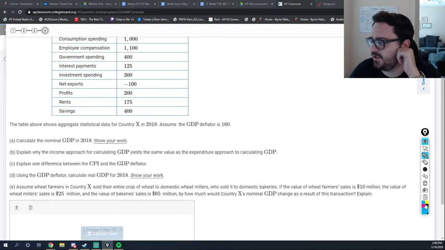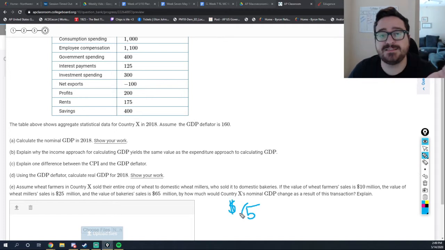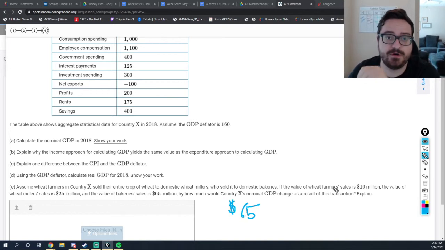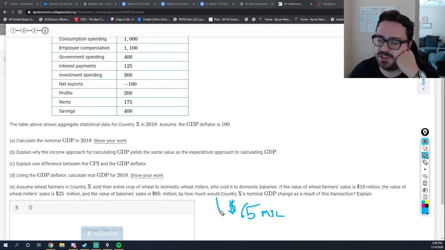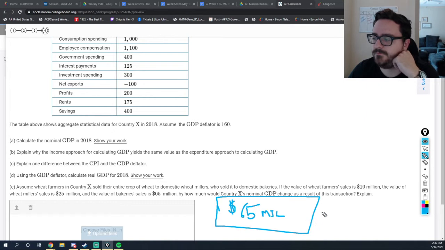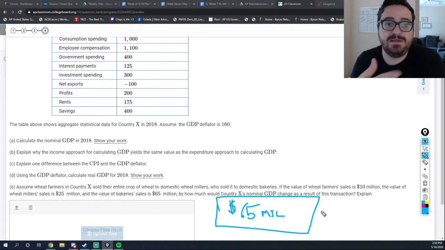Bleeding all of it so that I can actually do it. What counts to GDP? Oh, god dang it. It did the making everything giant again. 65 million. Because it does not include intermediate goods, and this wheat stuff, the wheat miller and the wheat farmer, that's all intermediate. That's all building into this final bakery sale. So 65 million is how much their nominal GDP changes by. And it's because that's the final good. That is the final product. Whereas the other parts are intermediate goods.